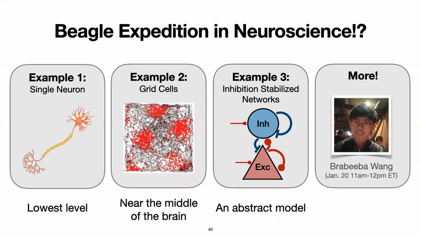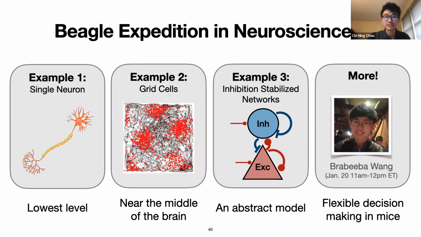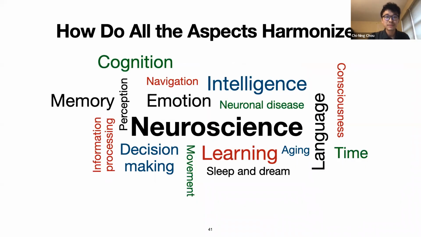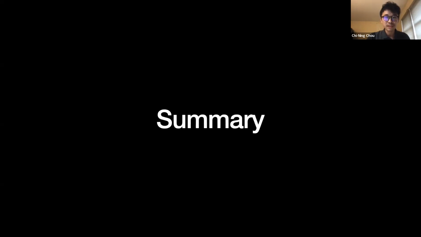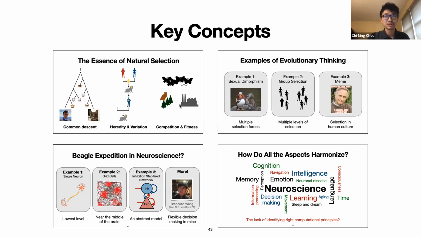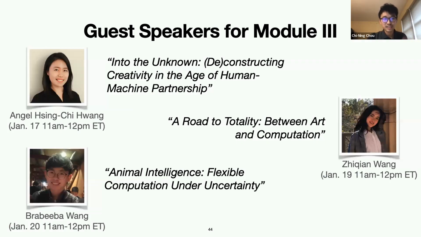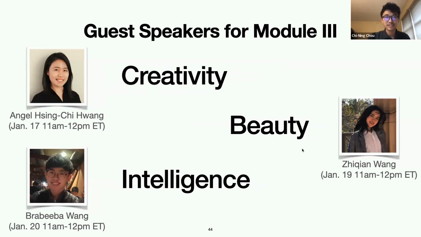So to conclude, I gave lots of different examples from diverse topics, and Prabiba will talk more. To conclude the neuroscience part, this is an extremely diverse field, and maybe the reason why we still cannot move on is the lack of a computational principle like natural selection. So I encourage people to read more examples and think more in this direction. As a 10-second summary, today we talked about evolution as a computational principle and looked at lots of examples through neuroscience. In our guest talks next week, we will have Angel talk about creativity, Zhichen talk about beauty, and Prabiba talk about intelligence.